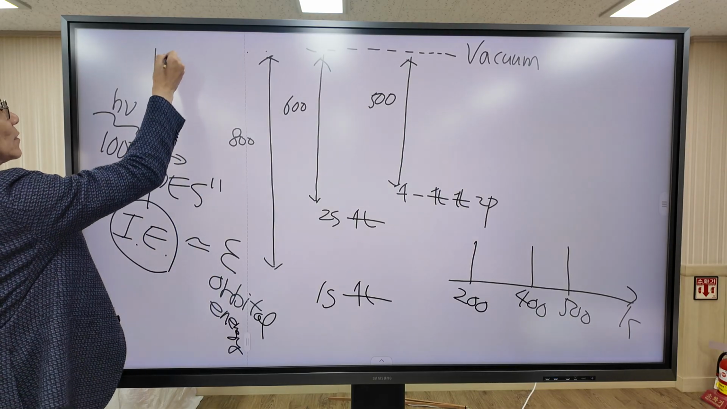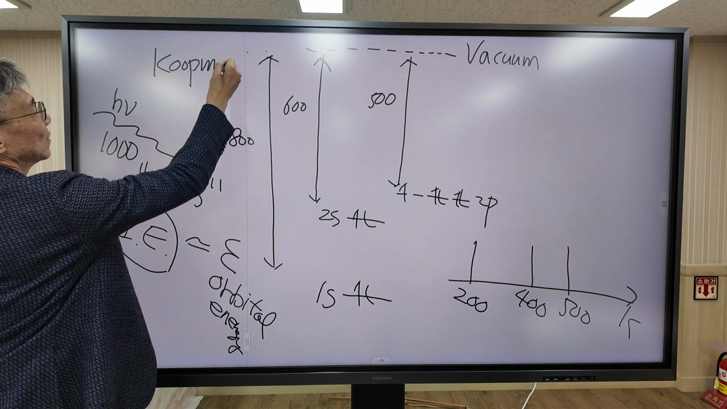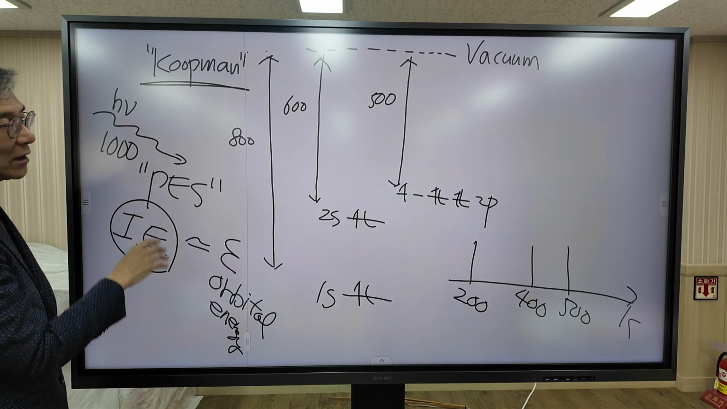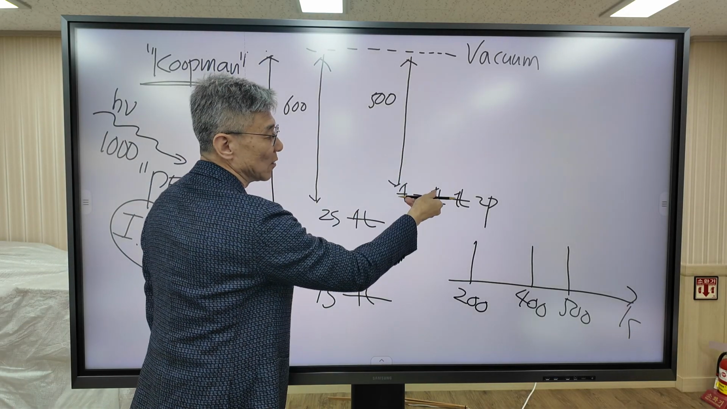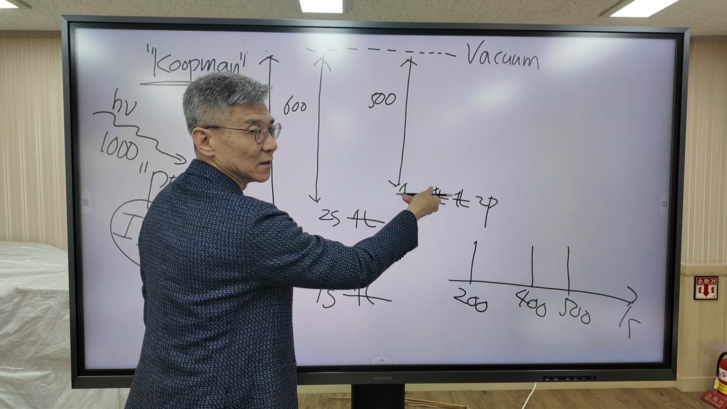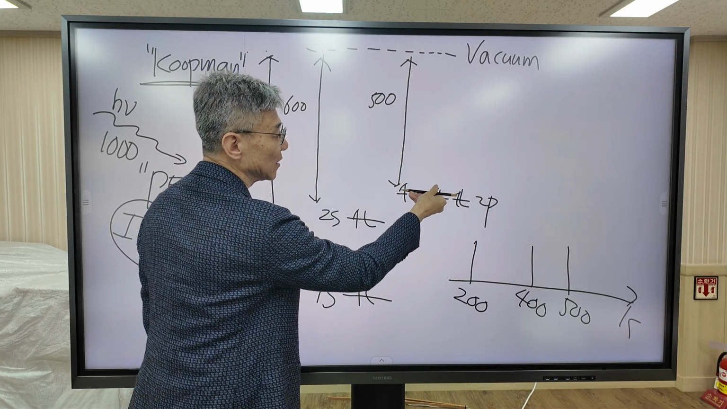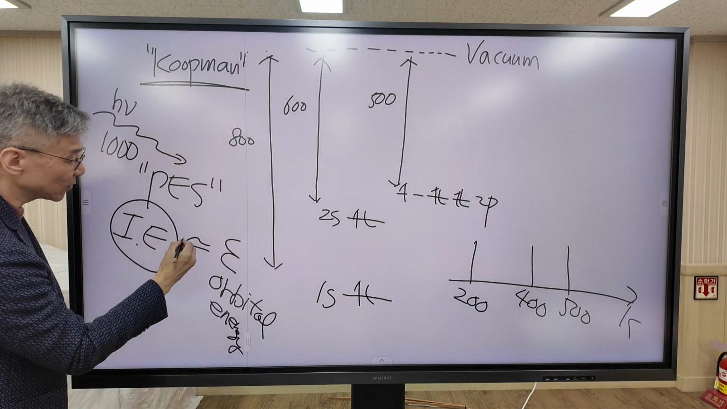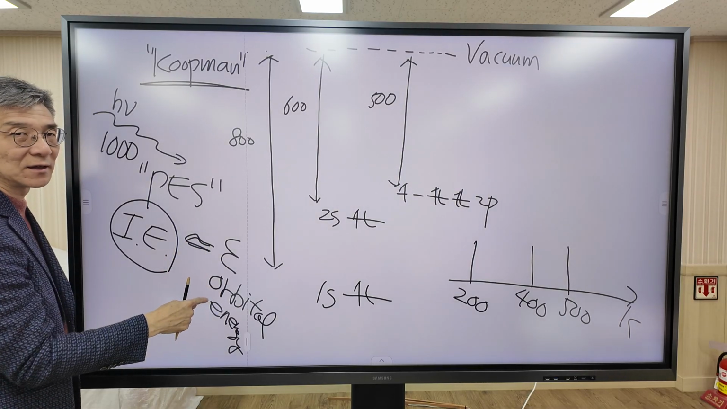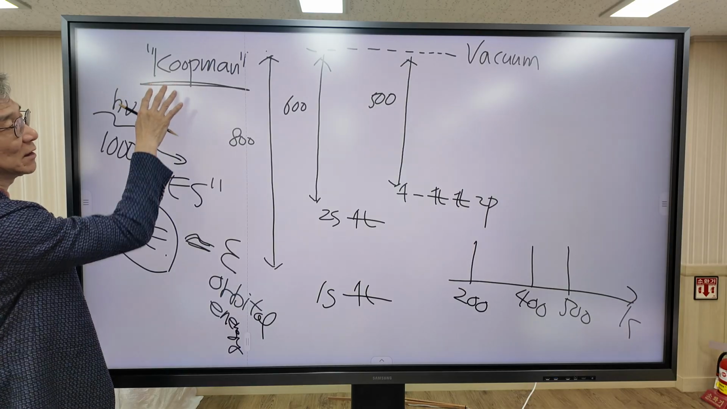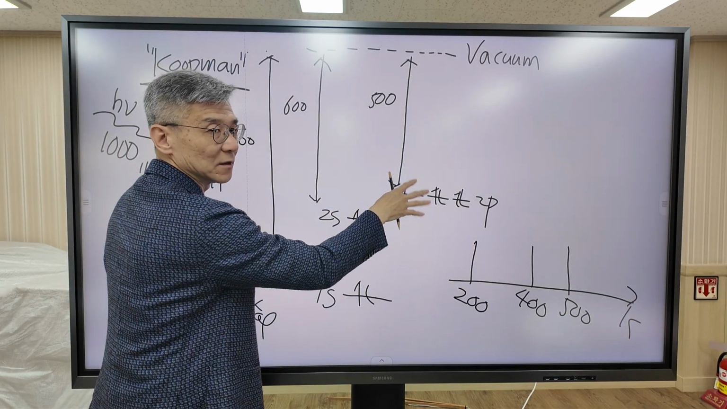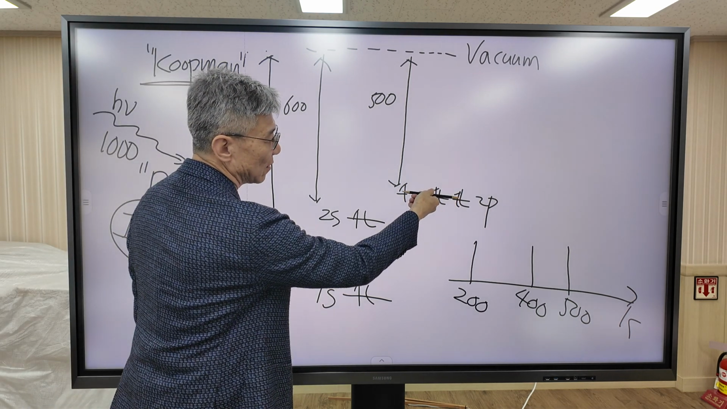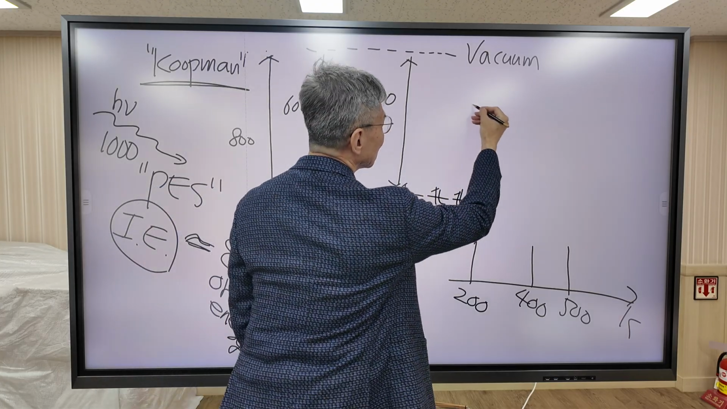And fortunately, Koopmans discovered that in photoelectron spectroscopy, even if electron is removed, the orbital energy does not change significantly. So approximately it is the same as the original orbital energy. So we assume that the ionization energy is approximately equal to orbital energy, because according to Koopmans' approximation, the orbital energy does not change significantly. This approximation, in which orbital energy does not change, is called the frozen orbital approximation.